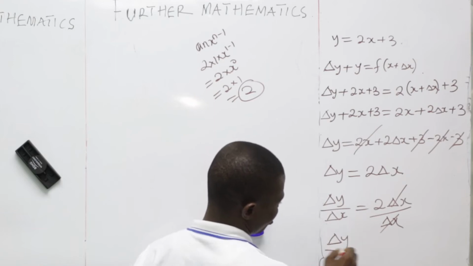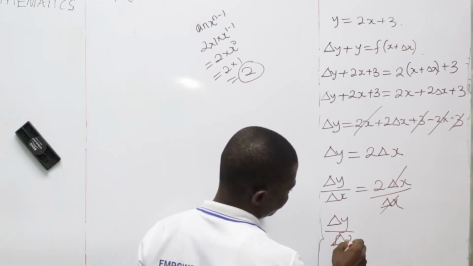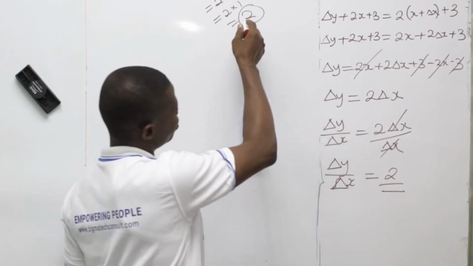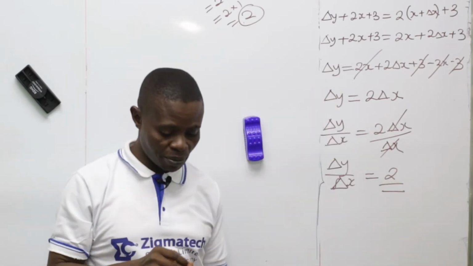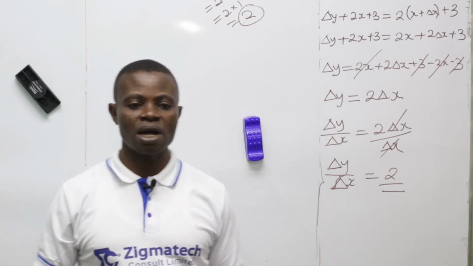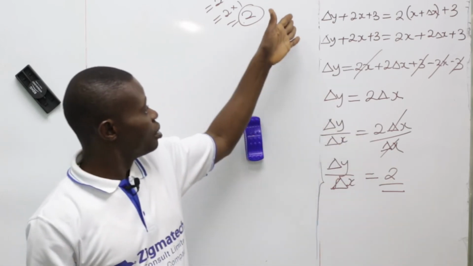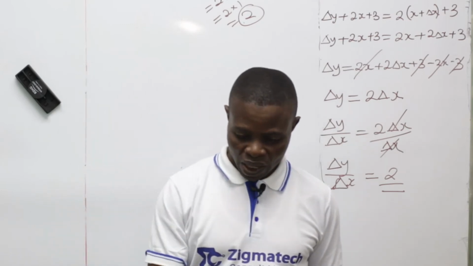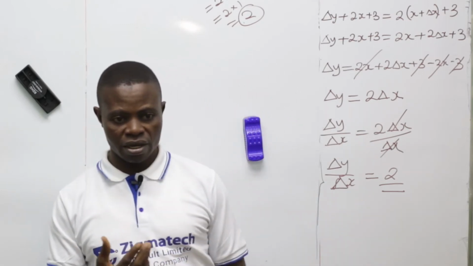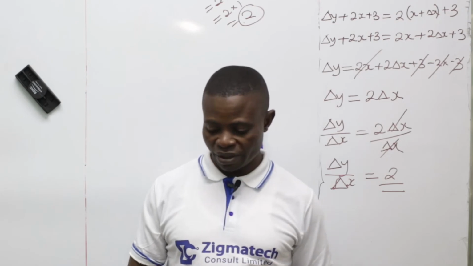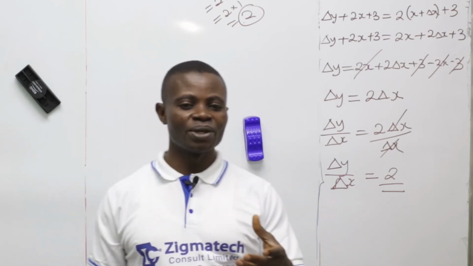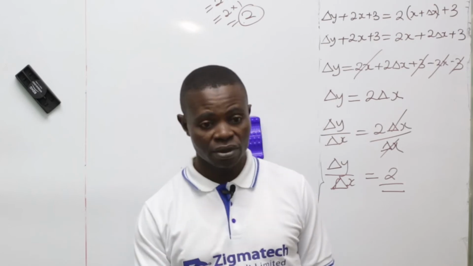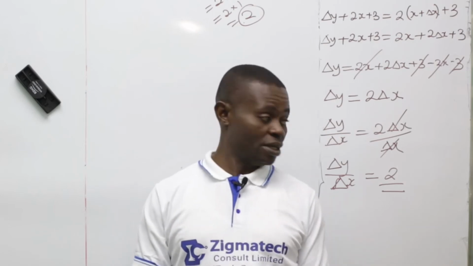So change in y, all over change in s equals what? 2. Therefore, the answer from first principle is still the same answer as in the general formula. Okay, this is just the starting point of the first principle. We're going to see a little higher one now and see how it is applied.